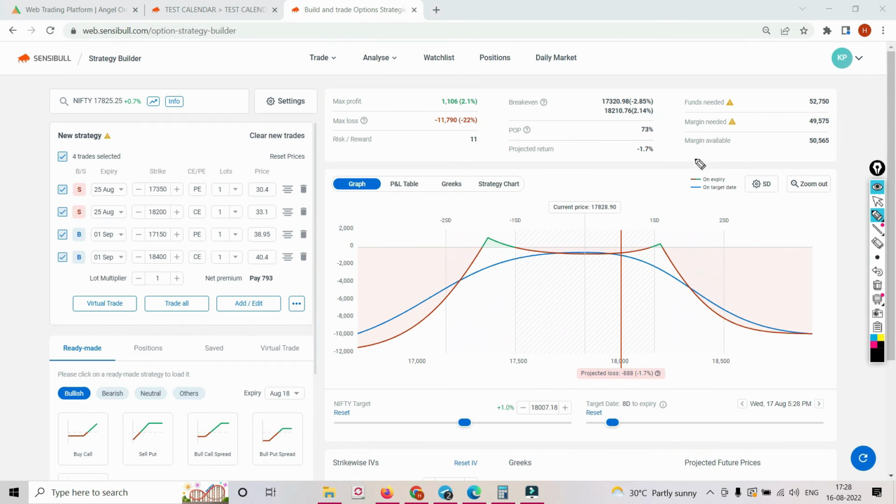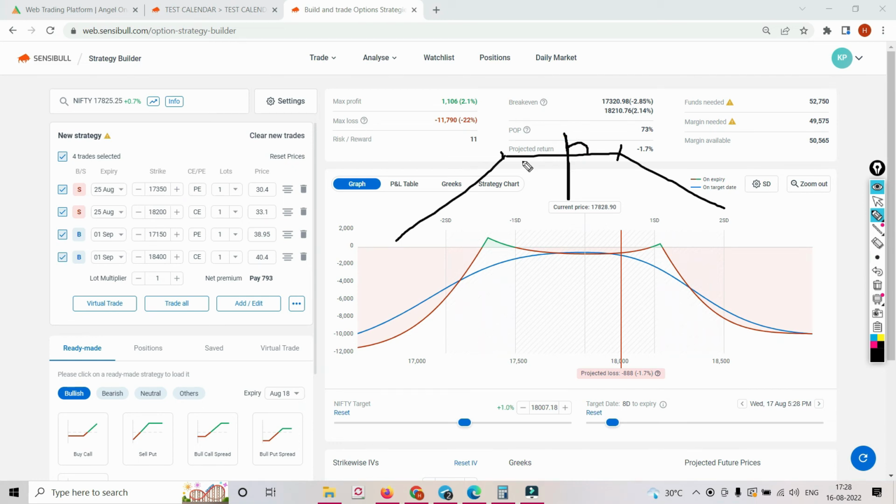Let's say you have deployed a strangle. The market stands here. You might have deployed a strangle on Thursday for the next Thursday expiry. So this is your safety. On Thursday itself, let's say the market made an upside movement of 0.5% or 1%. So what will you do?